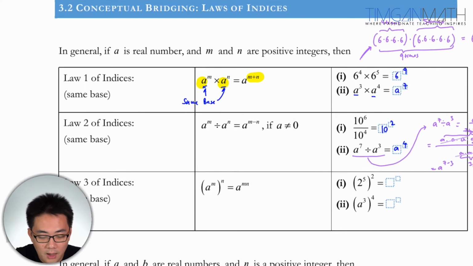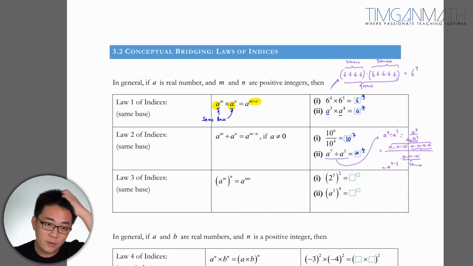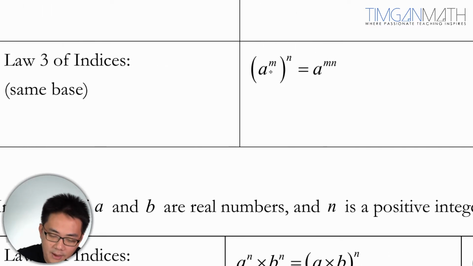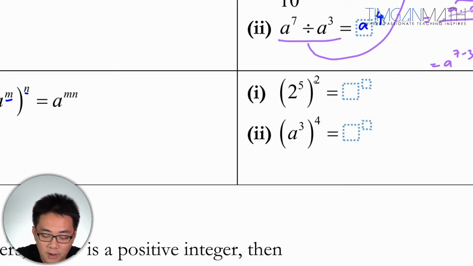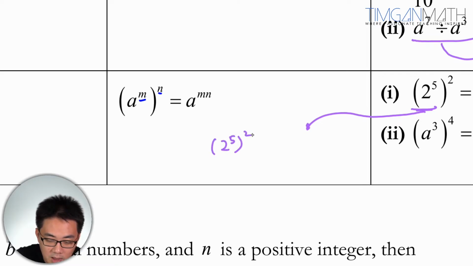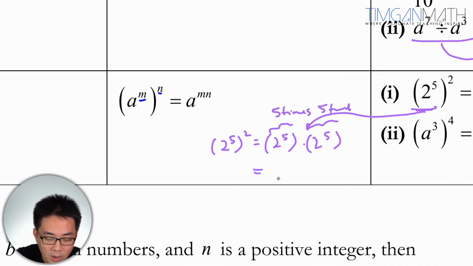Okay, great. Let's look at law number 3. Law number 3 is (a^m)^n. So when you bracket it as such, m will multiply with n. So let's say this case here, the first one, I'm picking this because this is easier. So 2^5 squared is actually 2^5 multiplied with 2^5. Because this is 5 times, this is 5 times, from law number 1 we know that it is 5 plus 5, which is actually 2^10.